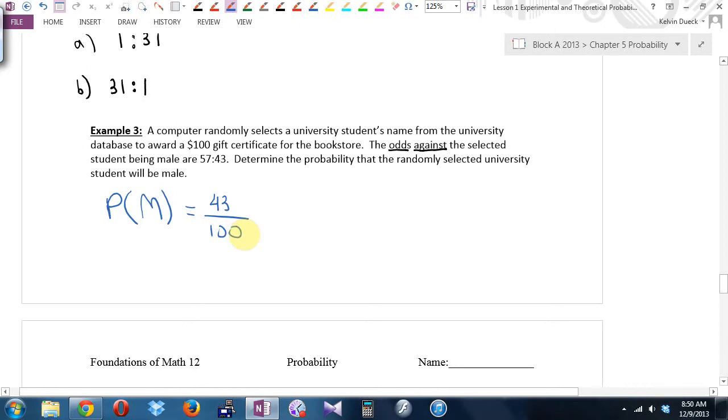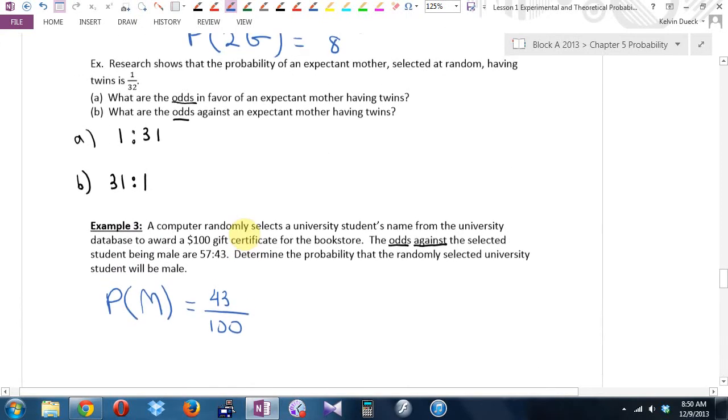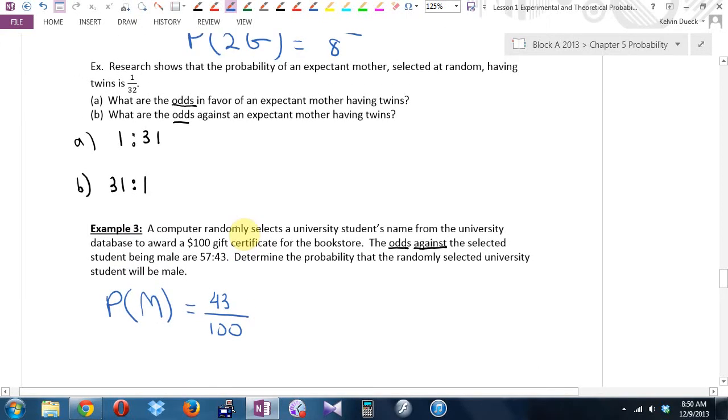Because there's 100 total different people, right? 100. The same way as we went here, what we were saying is, if there's a 32, you're saying there's 32 different possible outcomes: 1 success, 31 failures, or 31 successes, 1 failure. When you're saying the odds are 57 in favor of the ladies, 43 in favor of the guys, what you're also saying is there's a total of 100 possible outcomes. See the subtle difference?